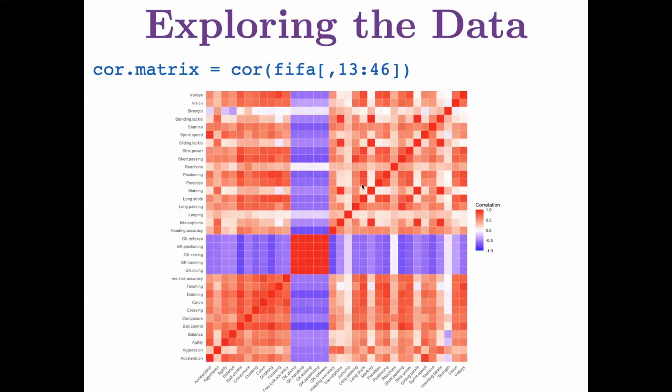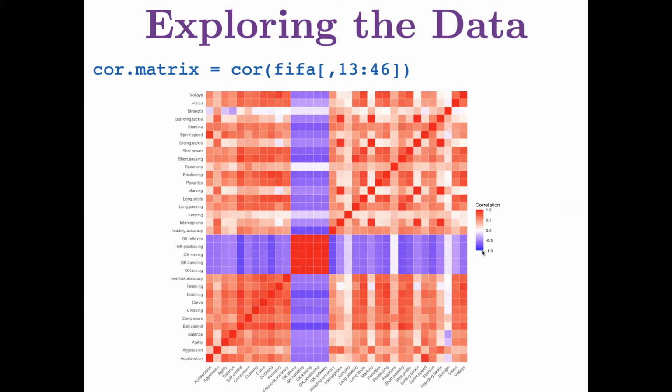And another part of exploring the data that we should probably always do when we're using principal components is to look at the correlation matrix. And when we look at this correlation matrix, there's a pattern that jumps right out at us. And it's this little cross here. And that has to do with those goalkeeping abilities. So those goalkeeping abilities are highly correlated with each other, having strong positive correlation, but negatively correlated with everything else.